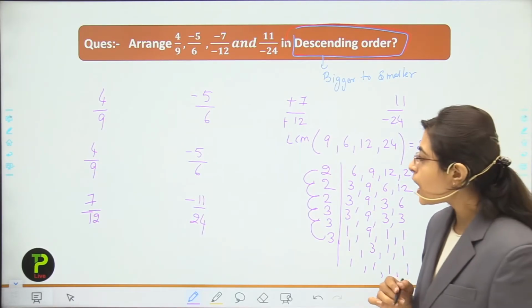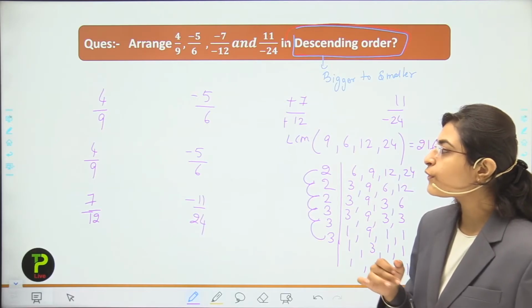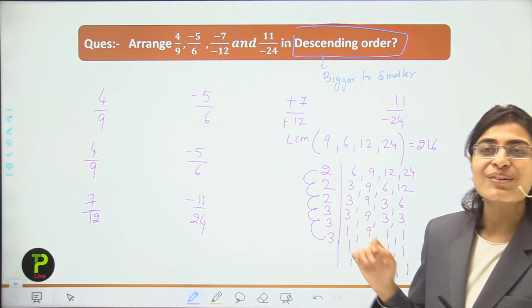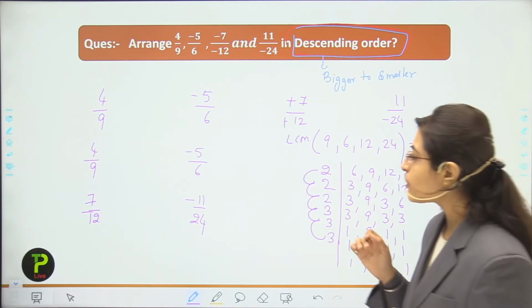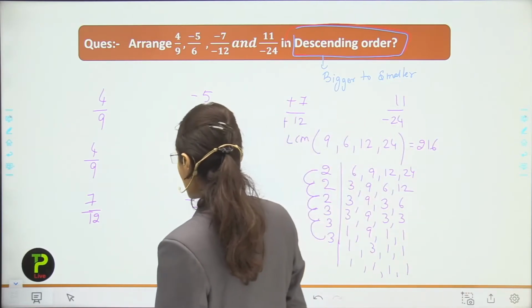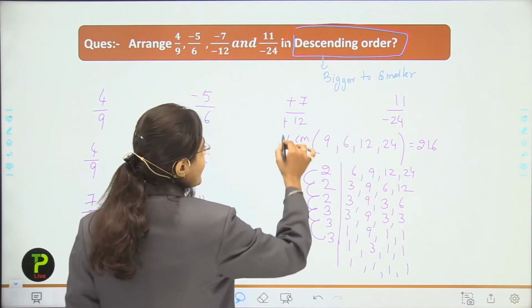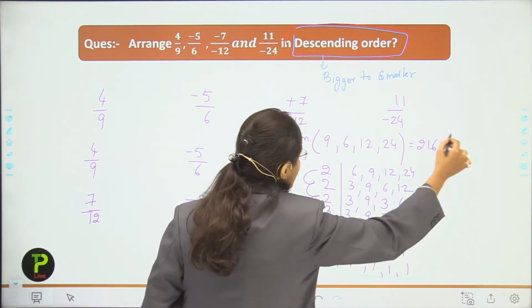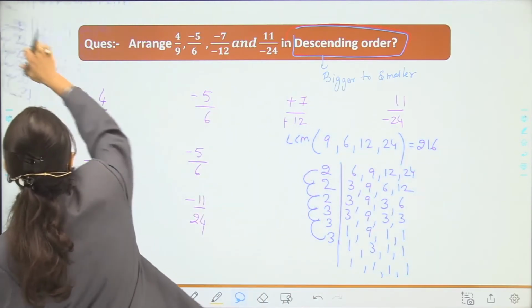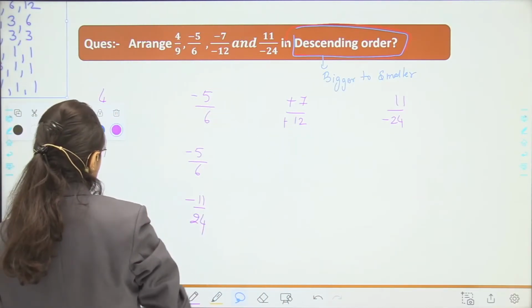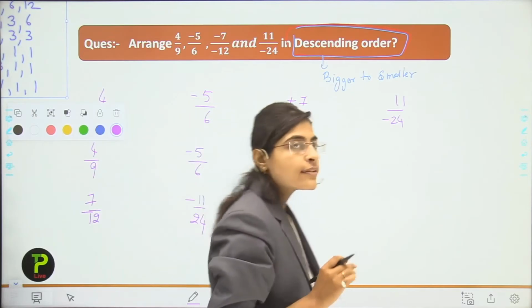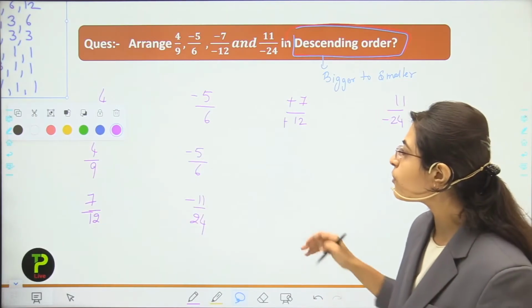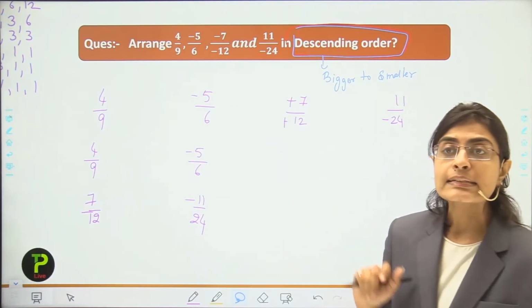Done. Now what I have to do? I have to just make the denominators equal to our LCM, that is 216. Alright. So let us start. Here I am just removing this part so that I get the number. Now our first denominator is 9. I have to make it as 216.